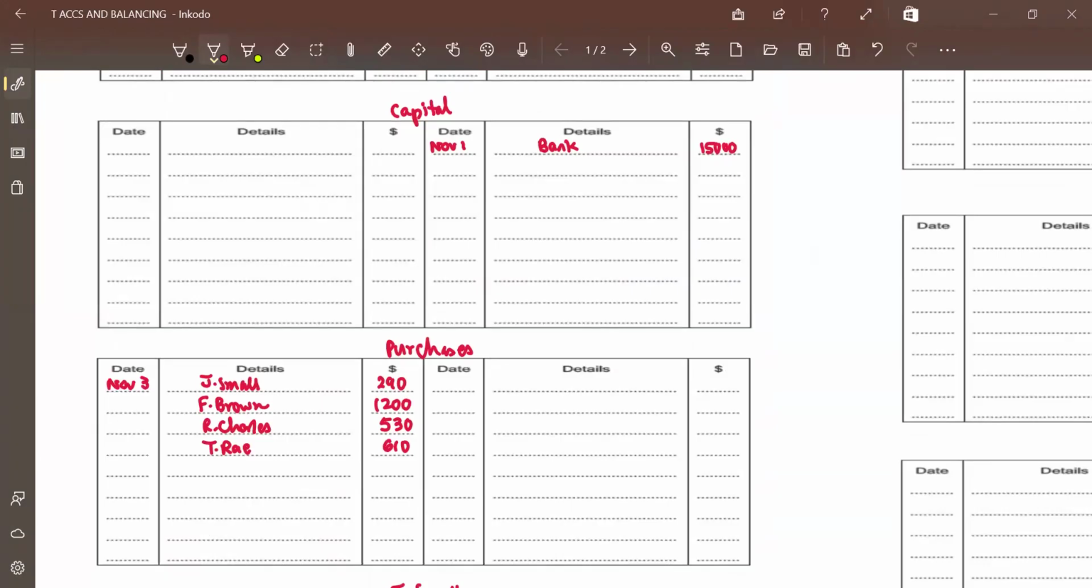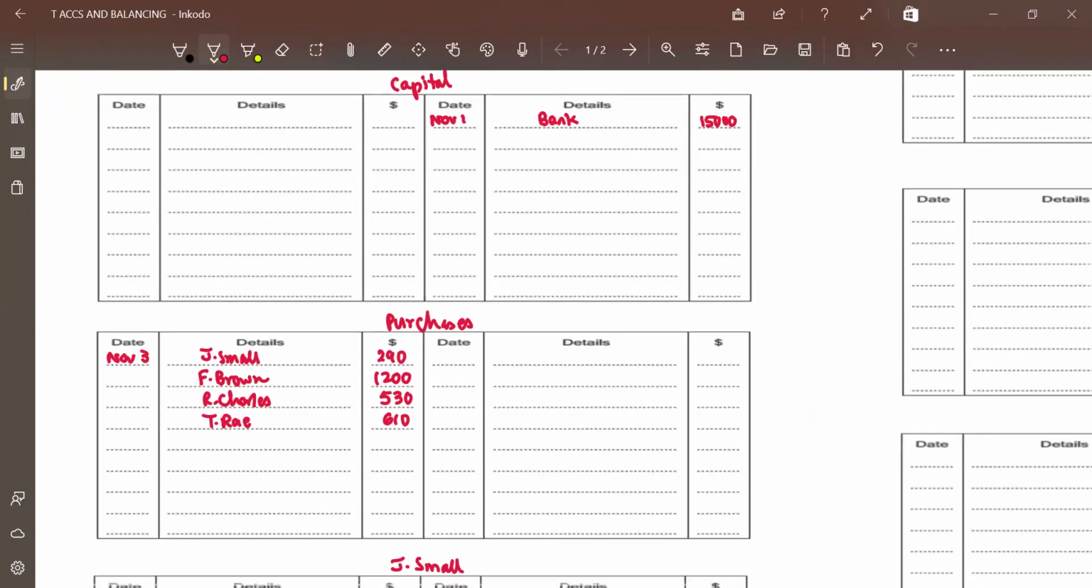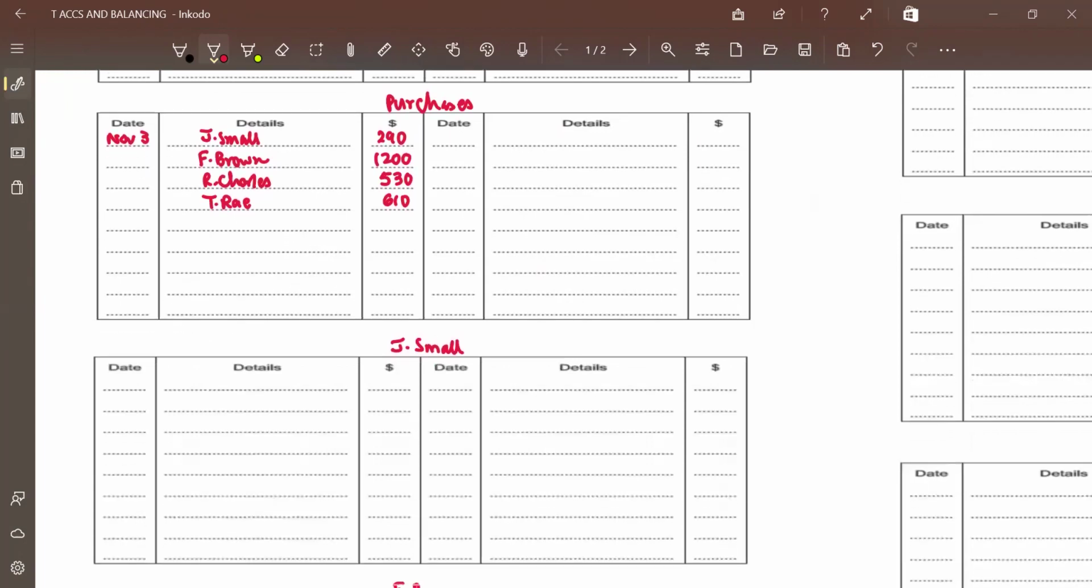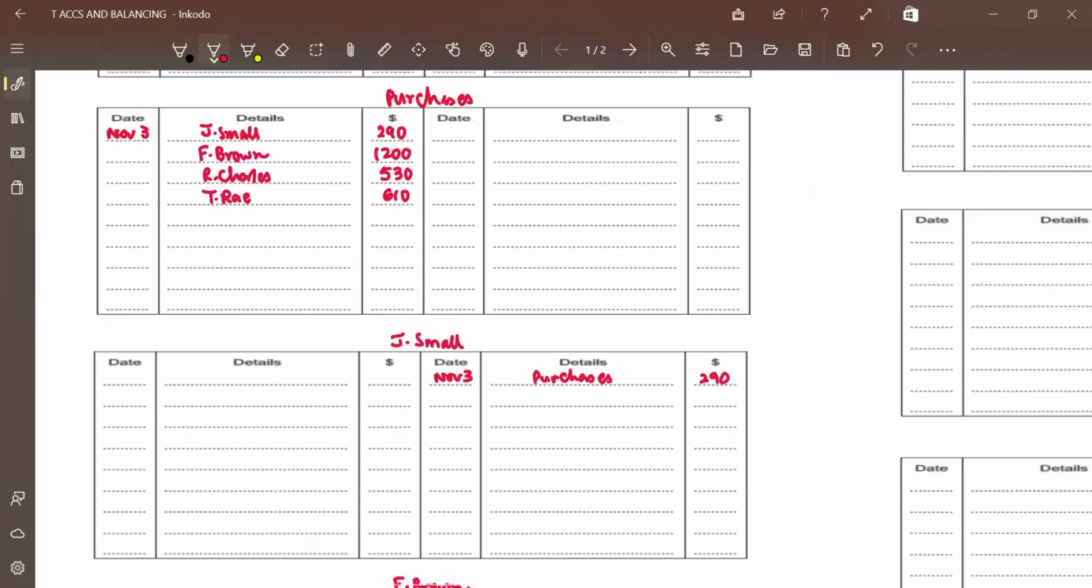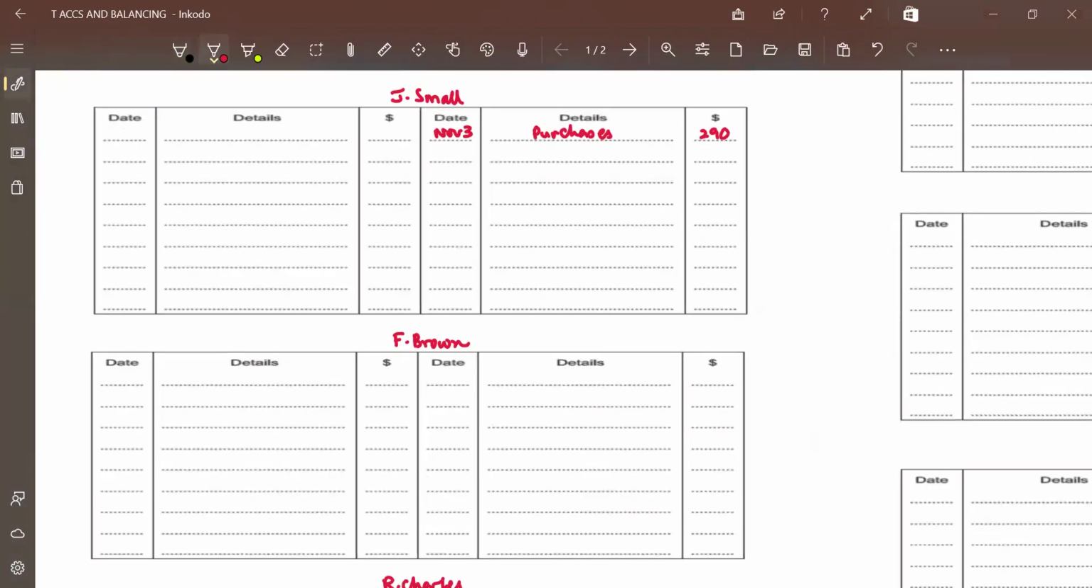You don't have to write down the month and the day again if these transactions are on the same day. Now, purchases are debited, then J Small has to be credited because J Small is a liability for us, and liabilities are always credited when they increase. So November 3rd, why do I have to pay J Small? Because you've purchased goods from J Small on the 3rd of November. And then F Brown 1200. I'll credit 1200. And why do I have to pay F Brown? Because I purchased goods, on the 3rd of November.